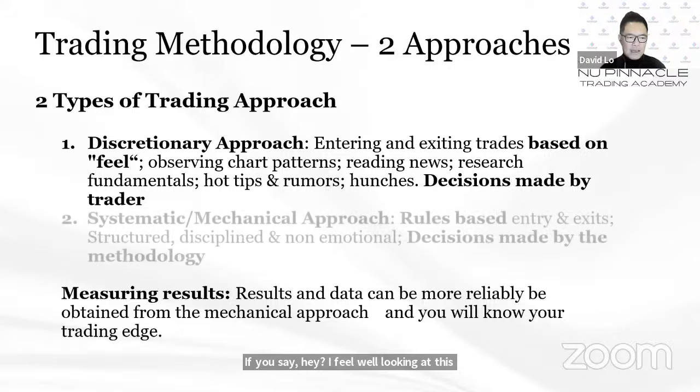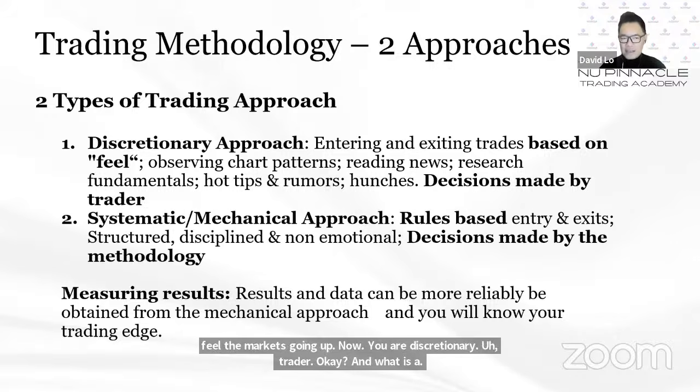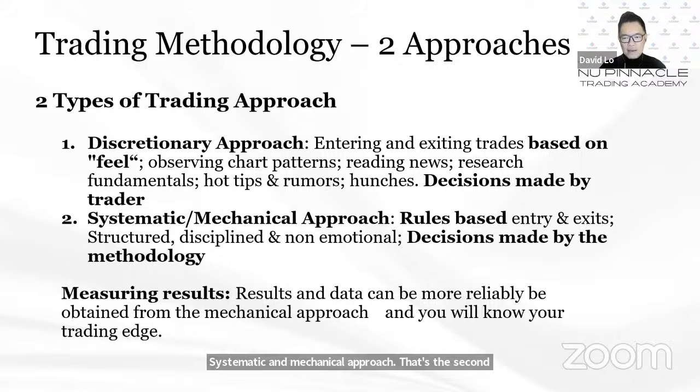And what is a systematic and mechanical approach? That's the second approach. It is rule-based, with rule-based entries and exits. It's very structured, very disciplined, and it's non-emotional. Decisions are made by the methodology. So that's the differentiation between the discretionary and the systematic or mechanical approach. Decisions made by methodology means you've designed all your trading rules, and you look at your chart, and when the setup is there and it triggers, you execute the order. It's no longer I feel. The system already says buy or sell, and you just execute.